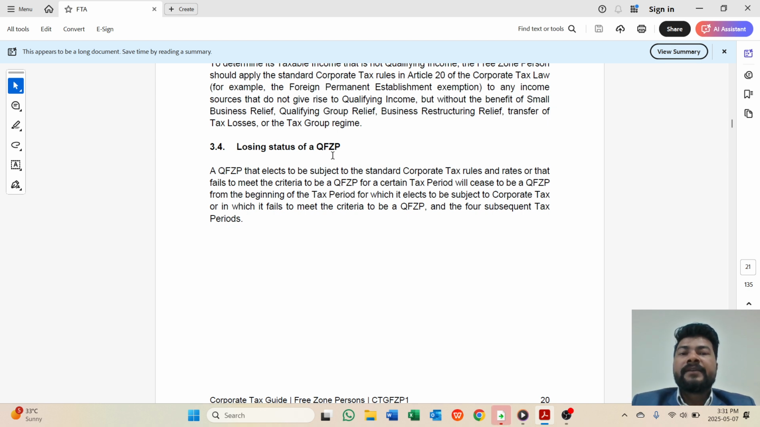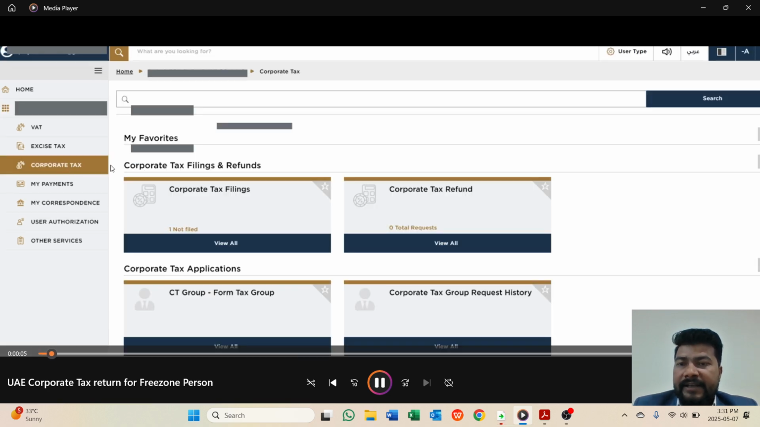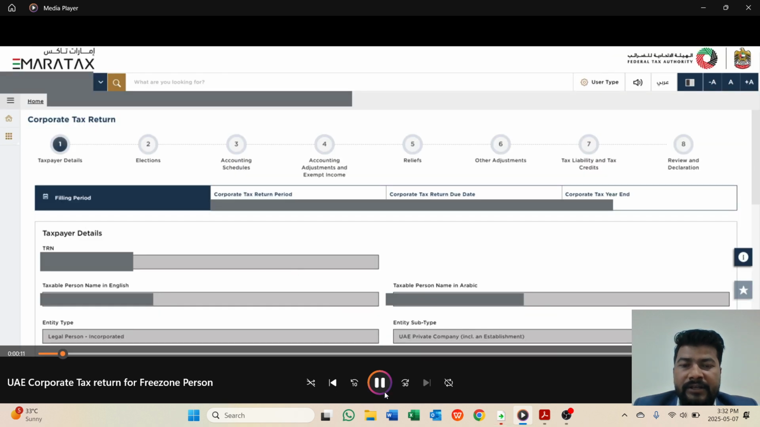Now let's come to return filing. As usual, you will log into your portal. You will see VAT, corporate tax, excise tax, and my payment on the home page. Here you will see all your details, like your due date and tax period. Now you will go to corporate tax. Once you go to corporate tax, you will see one return not filed. You will view it and then come to the return portal.